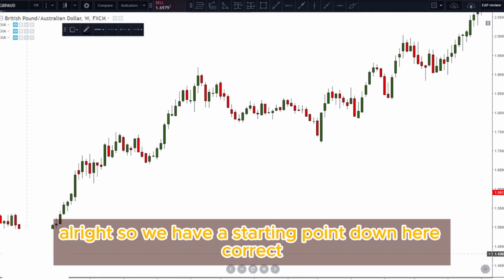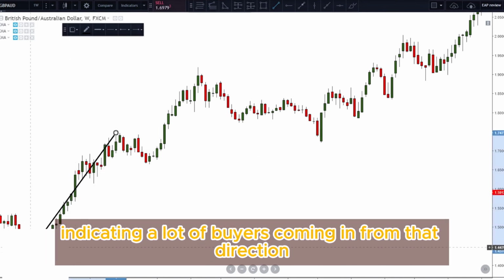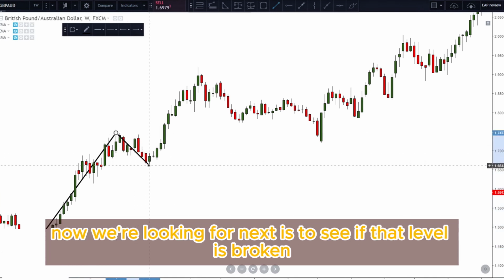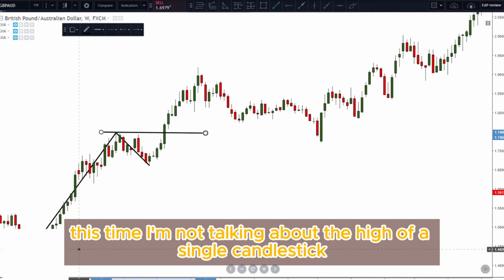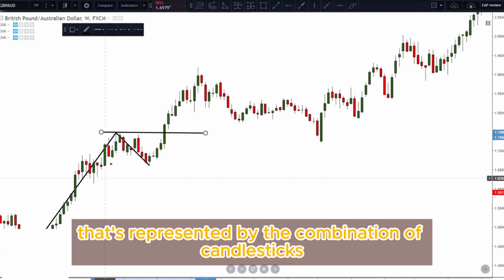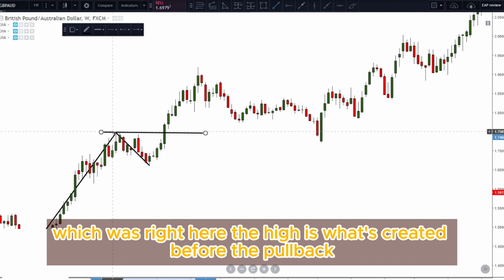Alright, so we have a starting point down here, correct? This market pushed up from this level with a nice impulsive move, indicating a lot of buyers coming in from that direction. Now, what we're looking for next is to see if that level is broken. So we have a high. And when I say high this time, I'm not talking about the high of a single candlestick. I'm talking about the high that's represented by the combination of candlesticks throughout this impulsive move up, which was right here. The high is what's created before the pullback.